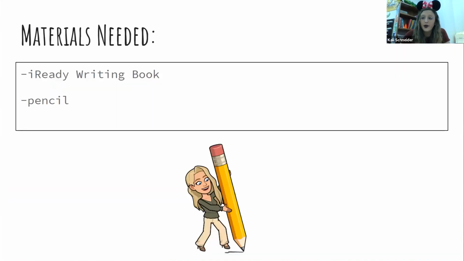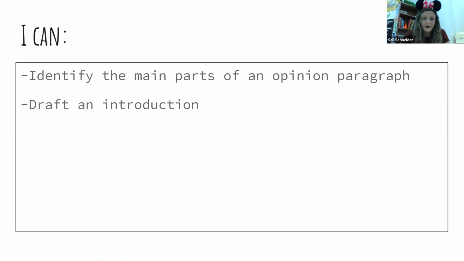Please make sure you have your iReady book and a pencil. If you need to grab them, you can pause it. Today we will be on page number 82. So as you're getting your book open, you can listen to what our objective is for today.